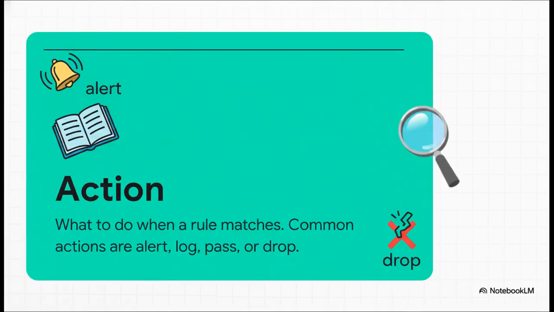First up is the action. This is basically the verb of our sentence. It's what you're telling Suricata to do if it finds a match. Do you want it to pop up an alert? Or maybe just quietly log the event for you to check later? You could have it just pass and ignore it.